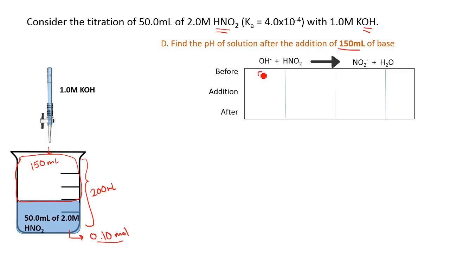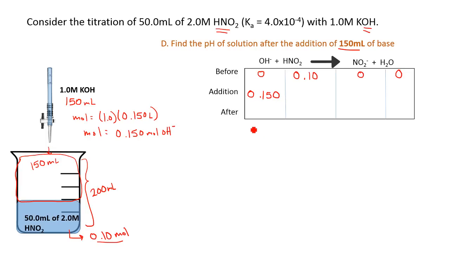So before I added hydroxide, I don't have any. Before I added hydroxide, I had 0.10 moles, and I never have any of my products. We added 150 milliliters, so now we've got to do this math. To find the moles, I multiply the molarity by the volume in liters. I now have 0.150 moles of hydroxide. I can plug that in.